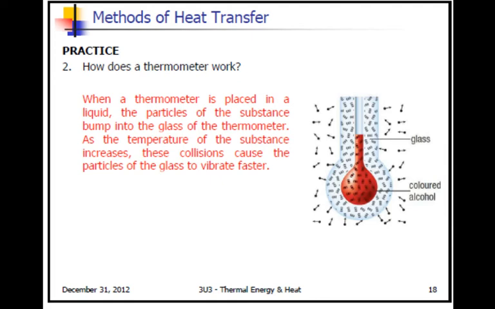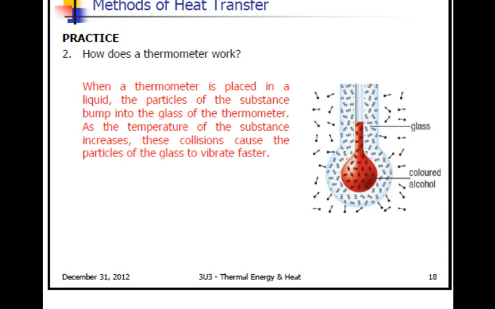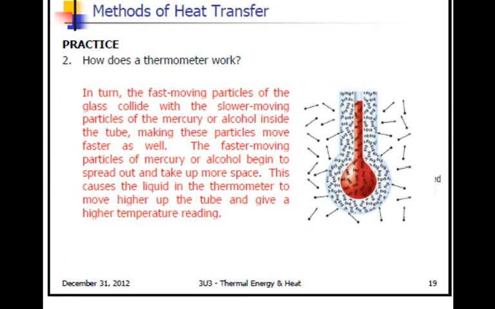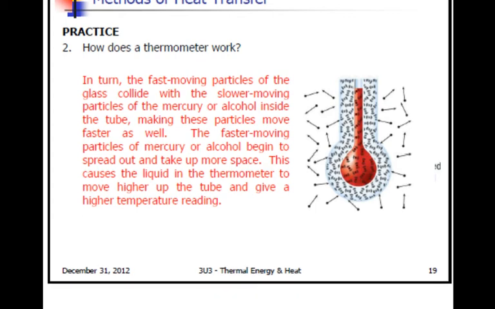So because it's a long tube, and the thermometer will be calibrated to the indentations on it, you would see the mercury or the colored alcohol rise to a certain point, and then you can indicate what the temperature is just by reading off of the thermometer. This here is going to explain that even further, so you can read that on your own.